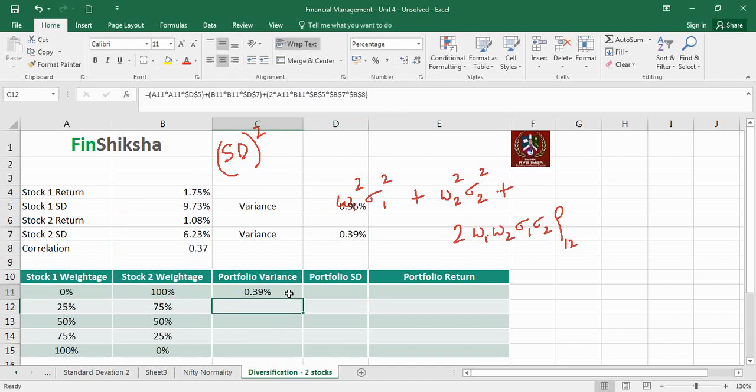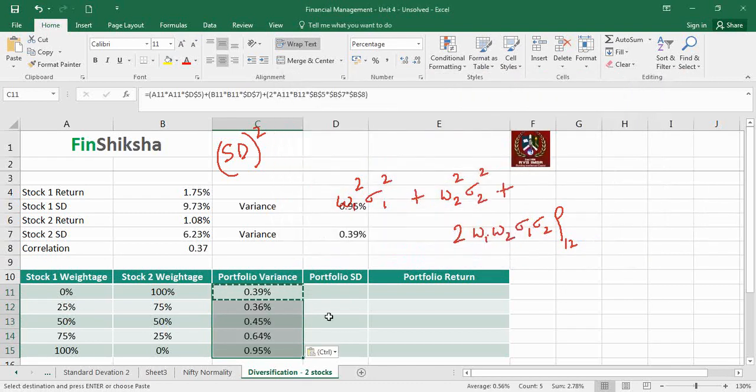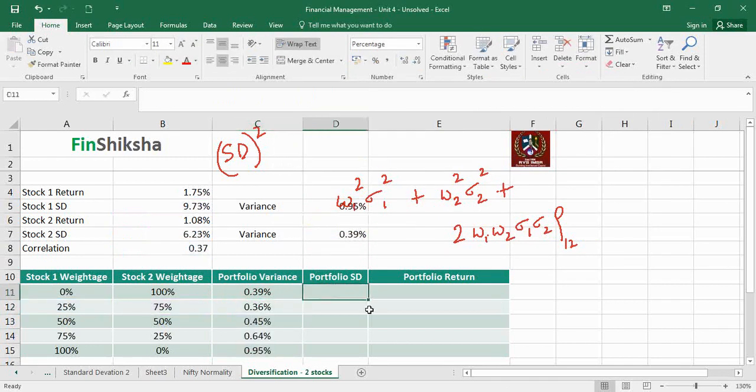We get portfolio variance as 0.39%, right? That's the portfolio variance. Can I control C this, copy this, and paste it as formulae? Okay, that gives me the portfolio variance at different levels of portfolio weights, correct? That's the portfolio variance at different levels of portfolio weights. If I calculate the square root of this, that's going to give me the standard deviation.